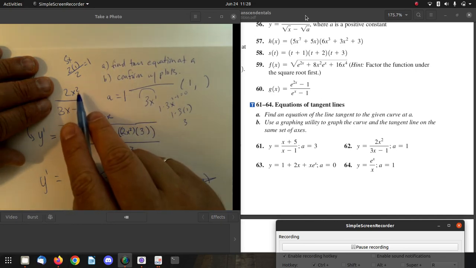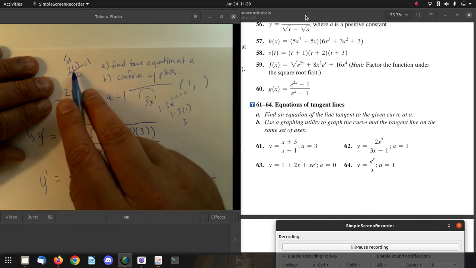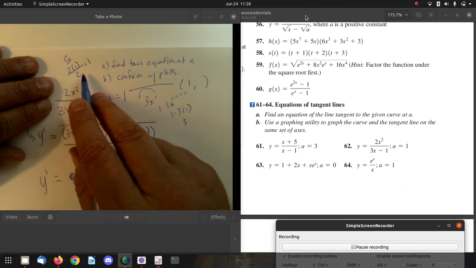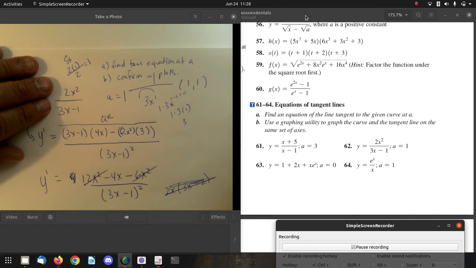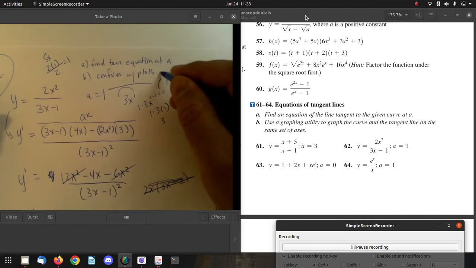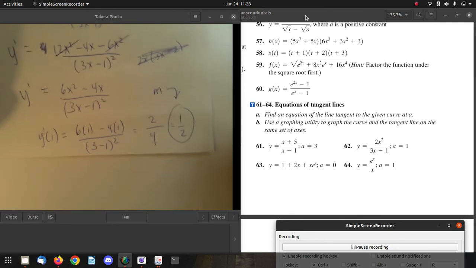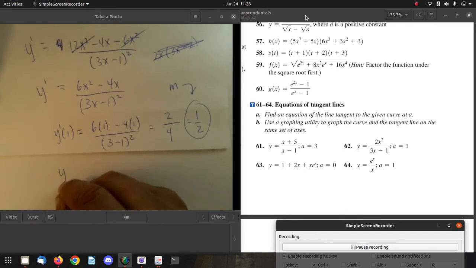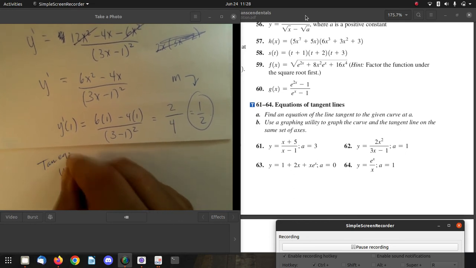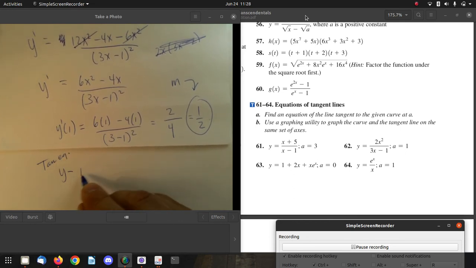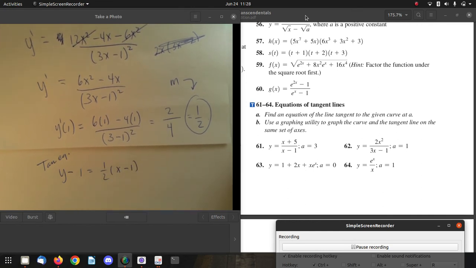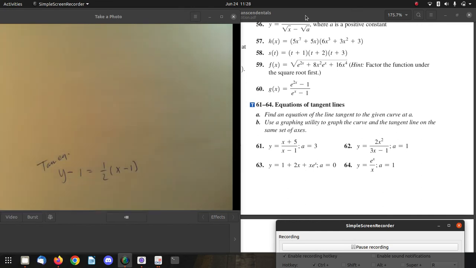So just double check that again. So 1 squared times 2 is 2, and 3 times 1 is 3, minus 1 is 2 as well, and 2 divided by 2 is 1. So the point is 1, 1. And now that we have our point, our full point, not just the x value, and we have our slope, now we can do our point-slope equation. So this is the tangent line equation. We're going to do y minus 1 equals 1/2 times x minus 1. And there's our tangent line equation. And we're good to go.